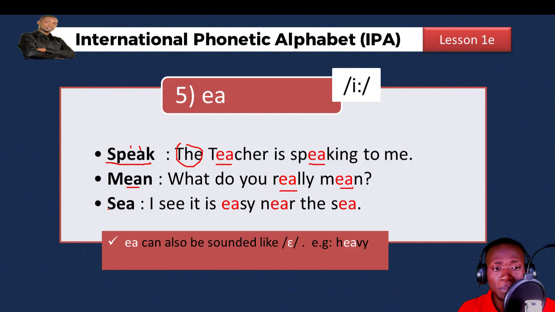And the last word is S-E-A. I say sea. We might have the same sound too, for example S-E-E. Don't forget, in the first video, I talked about double E in English as an E sound as well, right? I think you remember that. And here, I say sea because we have EA. I see it. I see it is easy.